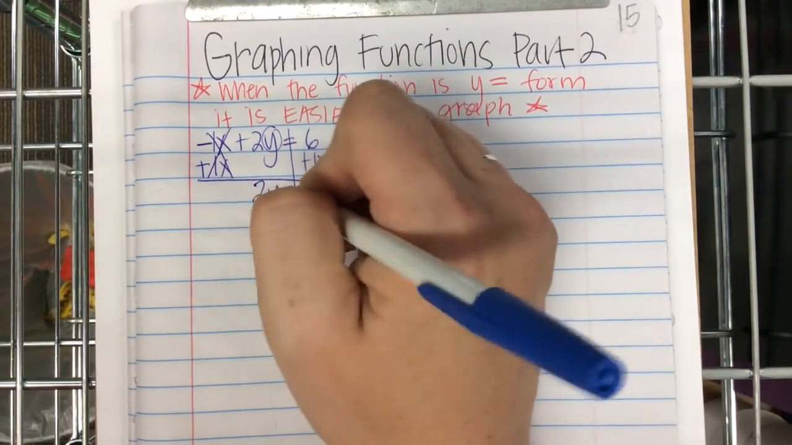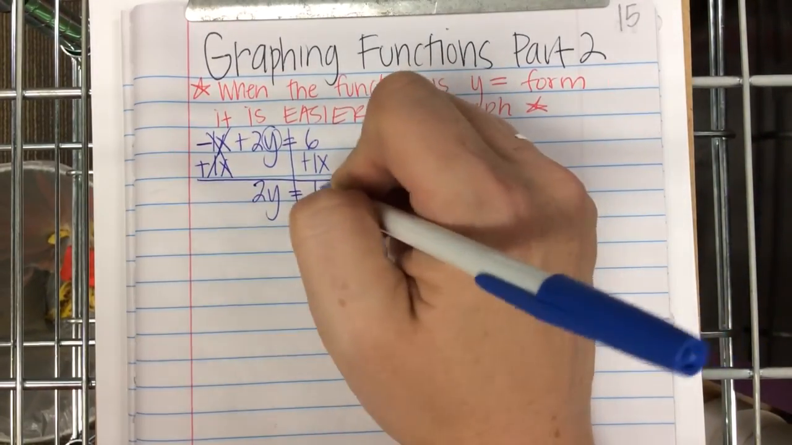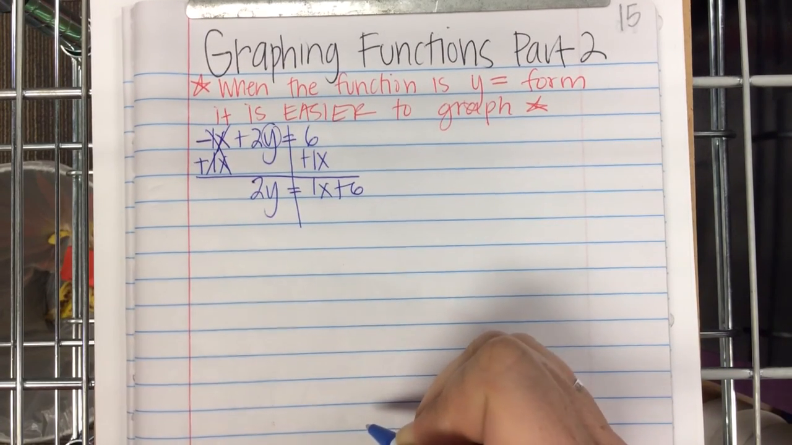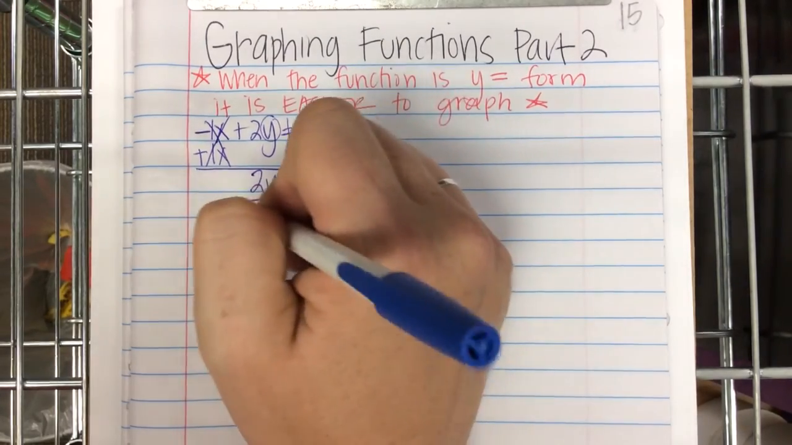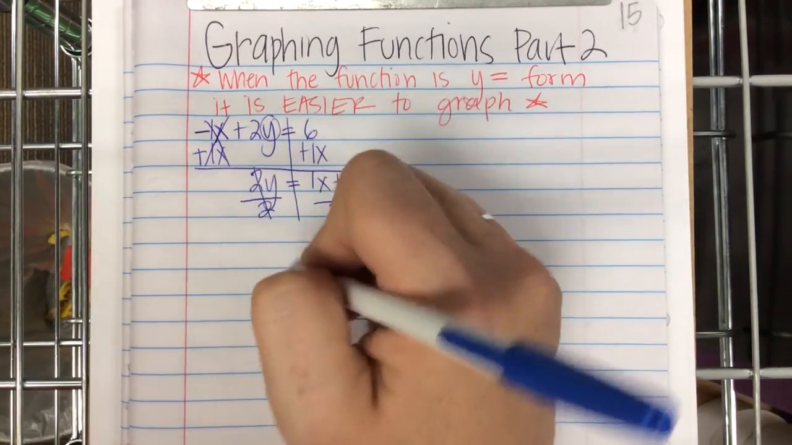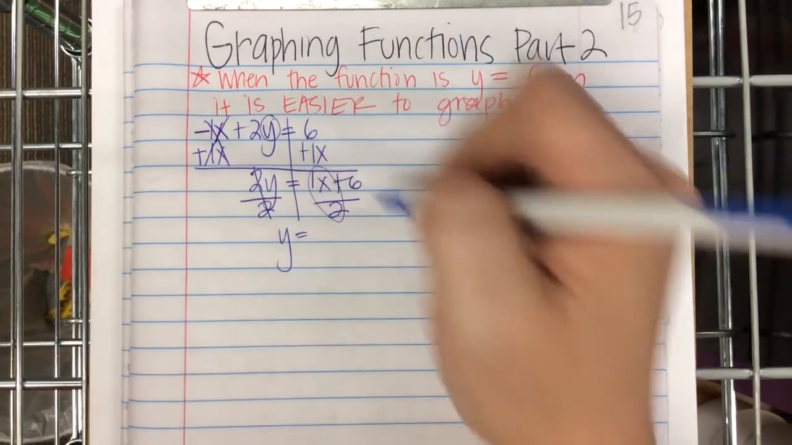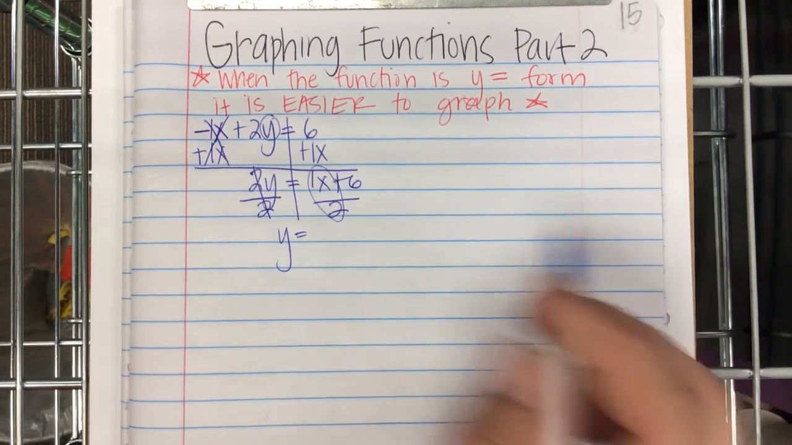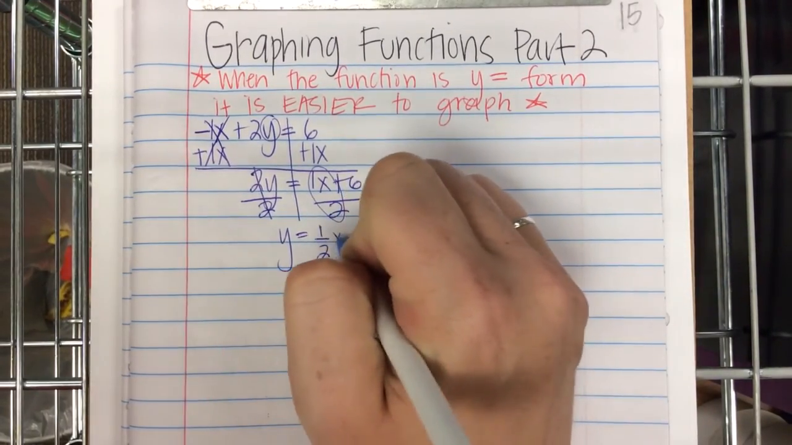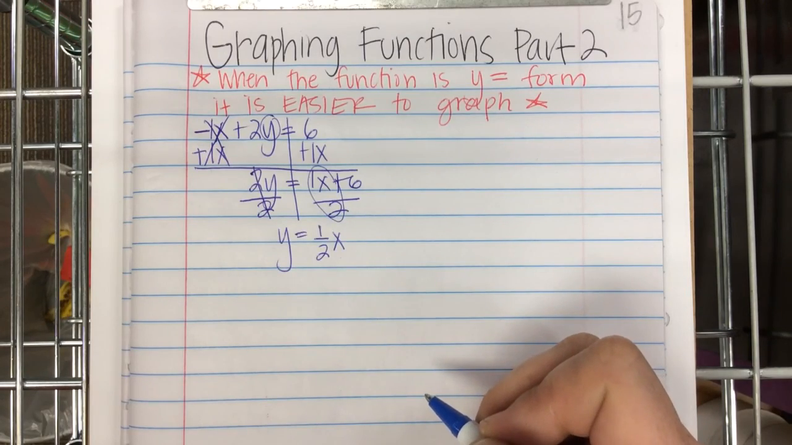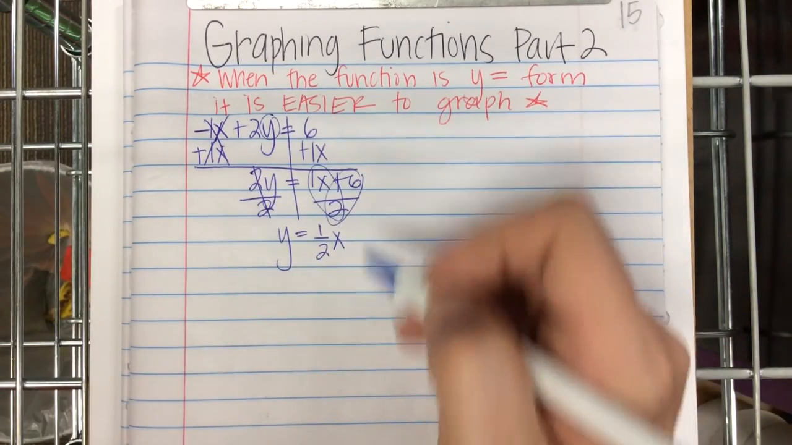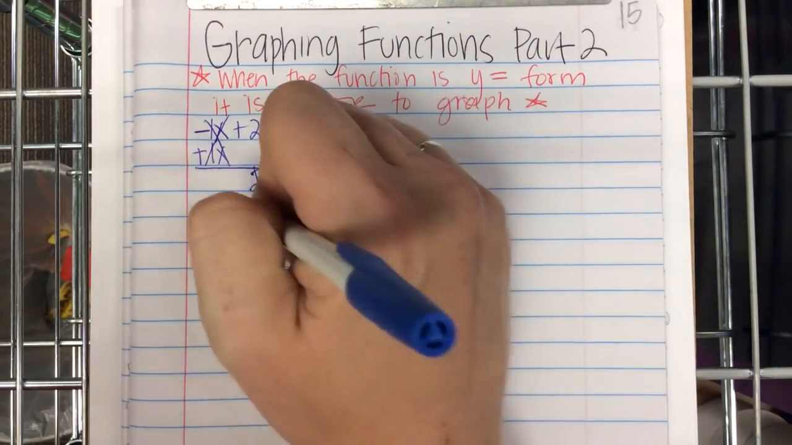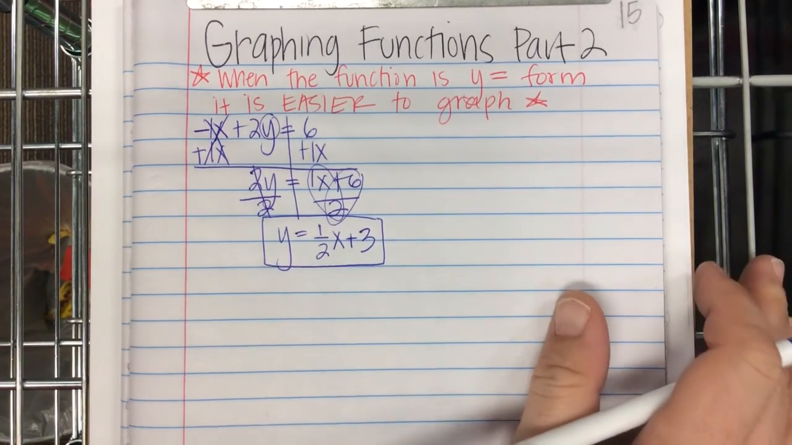So I have 2y equals 1x plus 6. Y still is not alone, so I'm going to divide by 2. Y equals 1 divided by 2 is a decimal, correct? I don't want decimals, keep it a fraction, 1/2 x. 6 divided by 2 is 3. Since it's positive, I'm going to put a plus sign. Now I can graph this function.